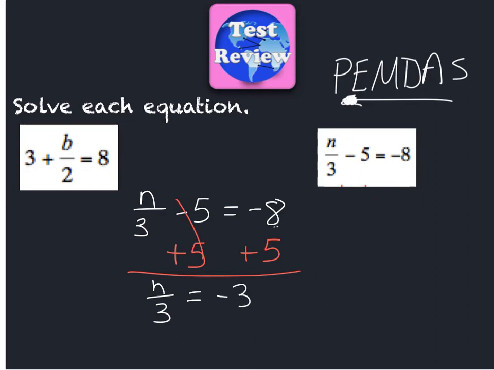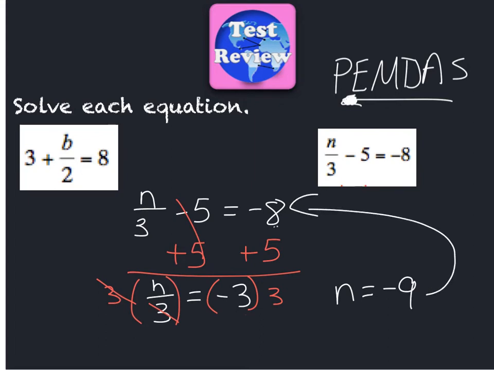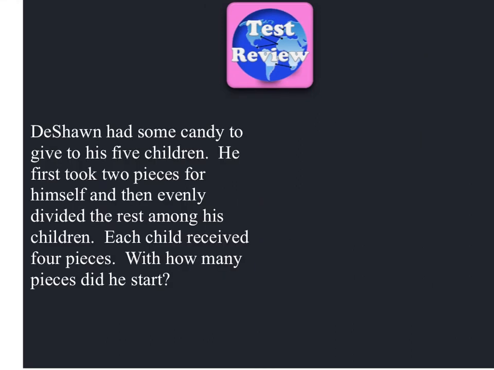Now, again, that fraction bar there means division, so we'd have to multiply by 3 on both sides. And if we do that, we end up with our answer. This cancels out. We end up with our answer, which is n equals negative 9. And again, especially on your test, you're going to want to plug that in and make sure it works. And in this case, negative 9 divided by 3 would be negative 3, and negative 3 minus 5 is in fact negative 8. All right, again, remember, I challenge you to pause these and try to figure them out on your own before we work them out together.